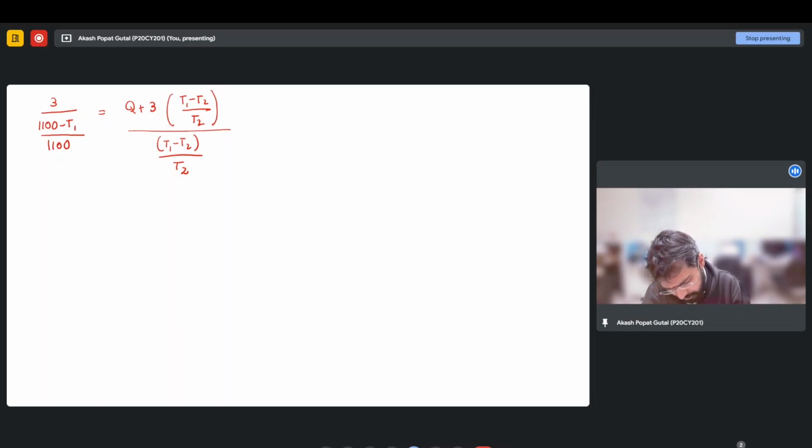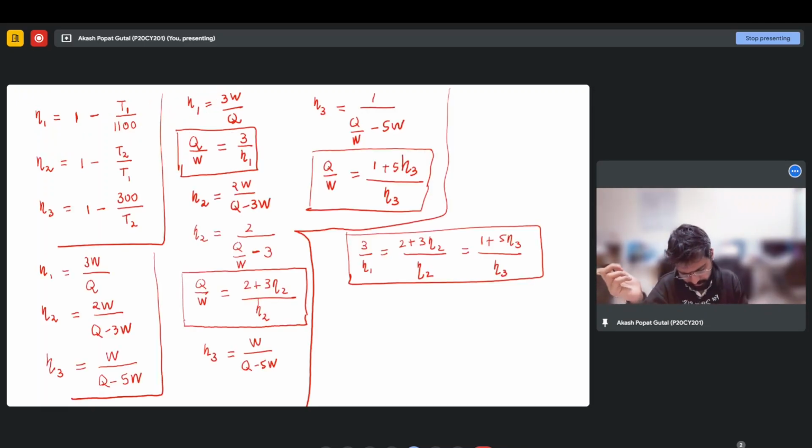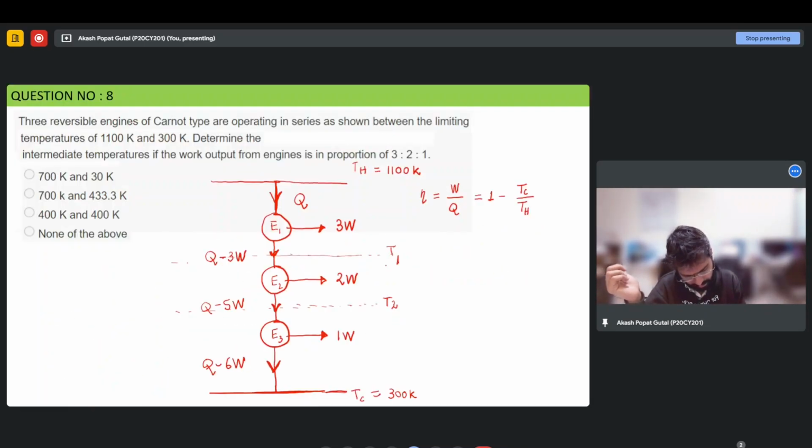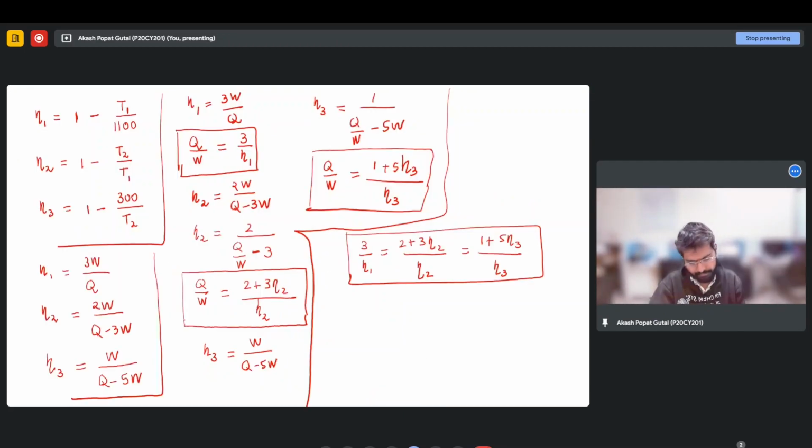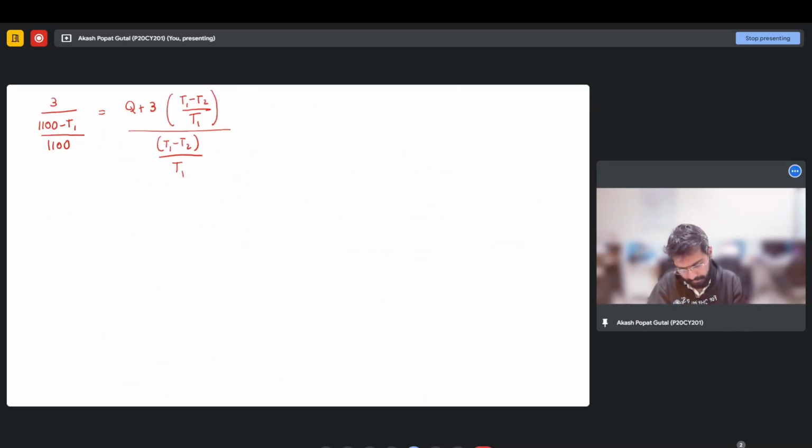Fine. This is T1 minus T2 by T1, because T1 is the hotter temperature for the engine heat, as you can see. So the equation must be 1 minus T2 by T1, which is nothing but T1 minus T2 by T1.